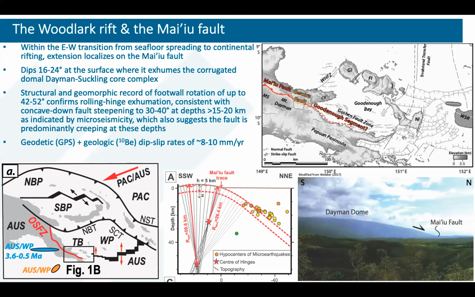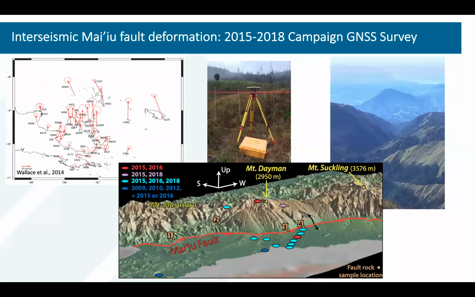And also recent geodetic and geologic evidence, so GNSS velocities as well as beryllium-10 dating of the youngest exhumed fault scarp, show that the Mayu Fault is active at slip rates of about 8 to 10 millimeters per year. So all that is to say that the Mayu Fault is demonstrably active.